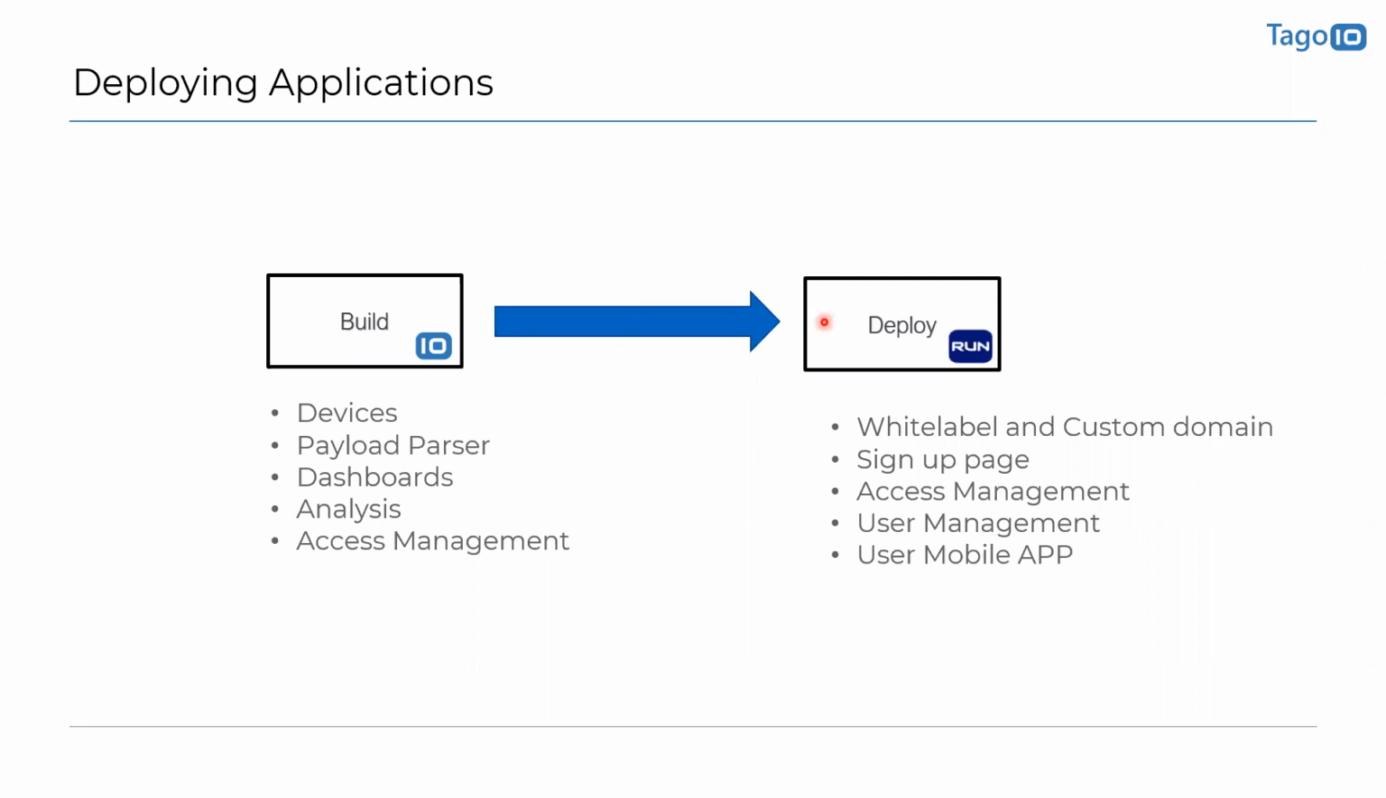So TagoRUN will generate a new URL just for your customers to access your application. There you can set up a white label and a custom domain. You can have a sign up page, or you can sign up your users just for your use case. They will have access based on the access management you set up, and they also can have access to the mobile app to access your application. So now I will go to the demo showing how this is done inside TagoIO.